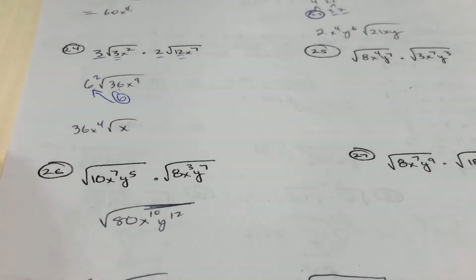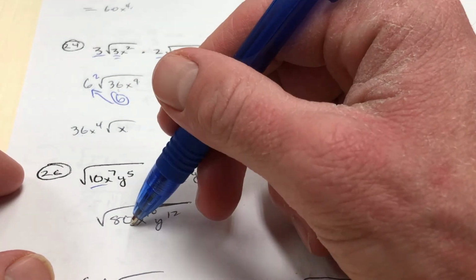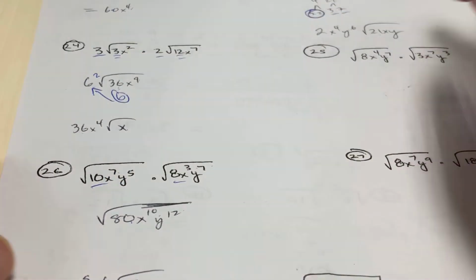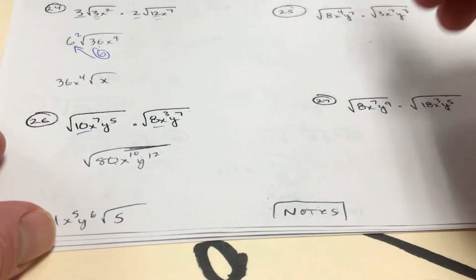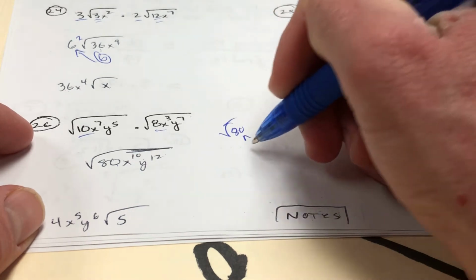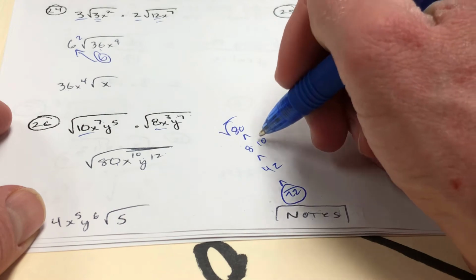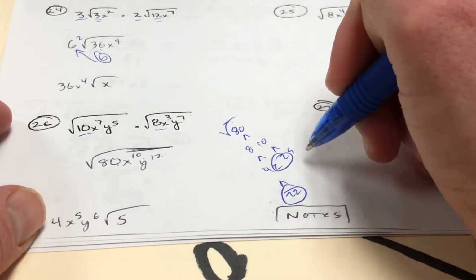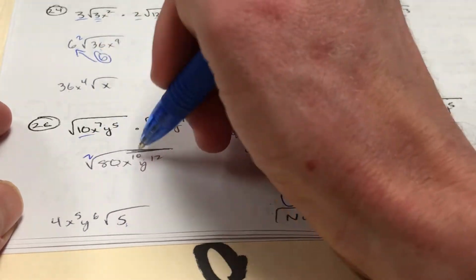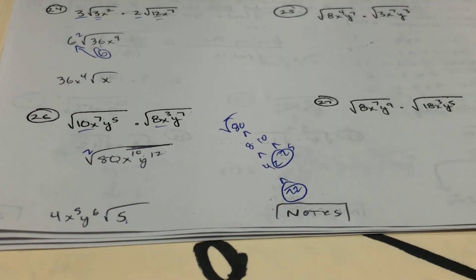Okay, let's take a look at 26, last one on this page. I do 8 and 10 to get 80, x to the 10th, y to the 12th. The square root of 80, I did not show much work here. Let's break up the square root of 80. 8 and 10, 4 and 2, 2 and 2, there's a pair. 2 and 5, there's another pair. 2 times 2 is 4. 5 stays on the inside. This 2 goes into 10 5 times. 2 goes into 12 6 times. The only thing that's left over is 5, root 5.